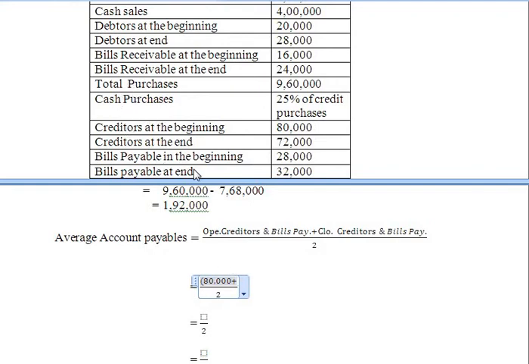creditors and bills payable. How much is the opening bills payable? 28,000. Close the bracket, plus again open the bracket. Closing creditors: how much? Creditors at the end, 72,000, plus how much is the bills payable? Bills payable at the end, 32,000. So 80,000 plus 28,000 is how much? 1,08,000.